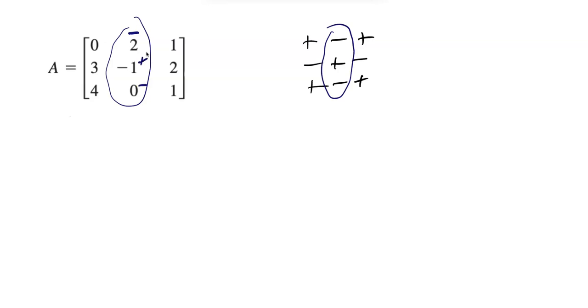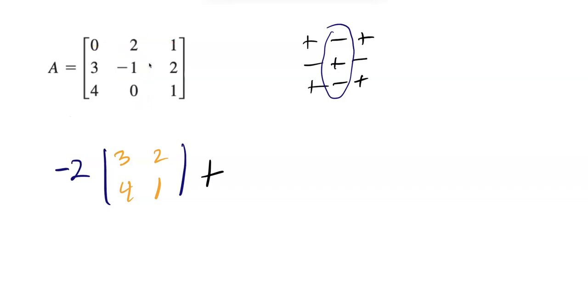Right, so first one's going to be -2, and then we're going to cancel out its row and column, so it's going to circle that one, cancel out that row and column, we're just going to put 3, 2, 4, 1. Then we move on to plus, right, because that's what the cofactor is. And then we're going to circle the second one, and cancel out its row and column. So I have -1, because that's what the value is, times what's left over, 0, 1, 4, 1.